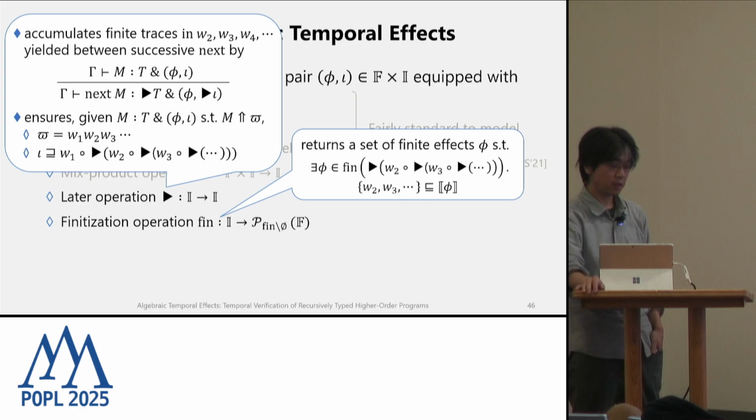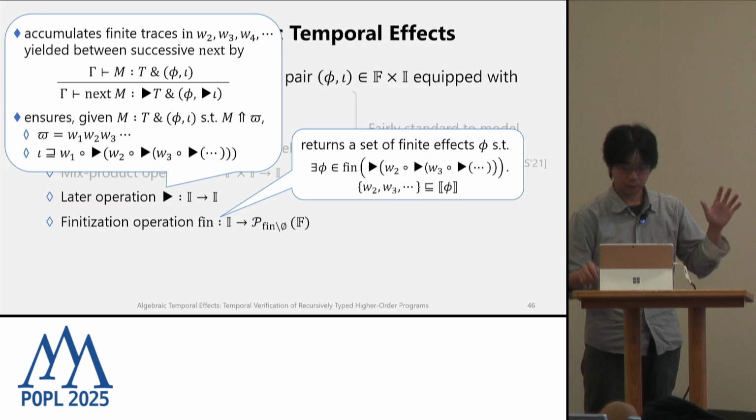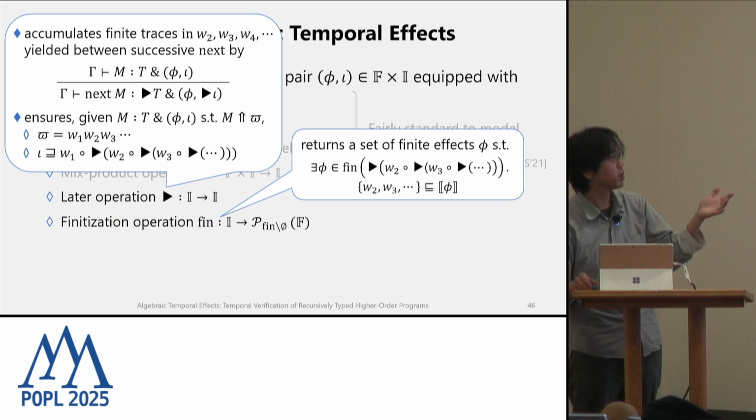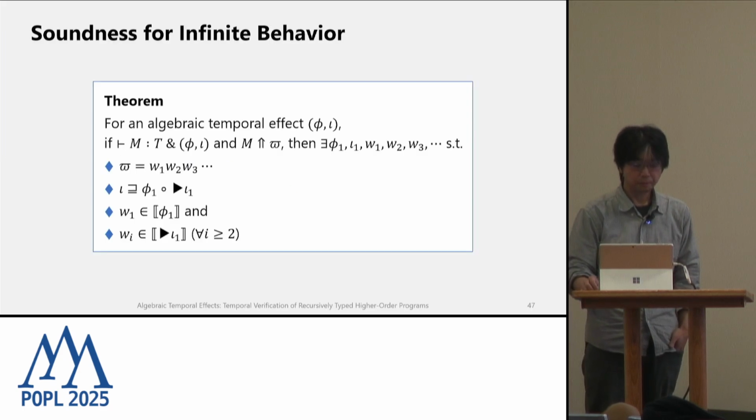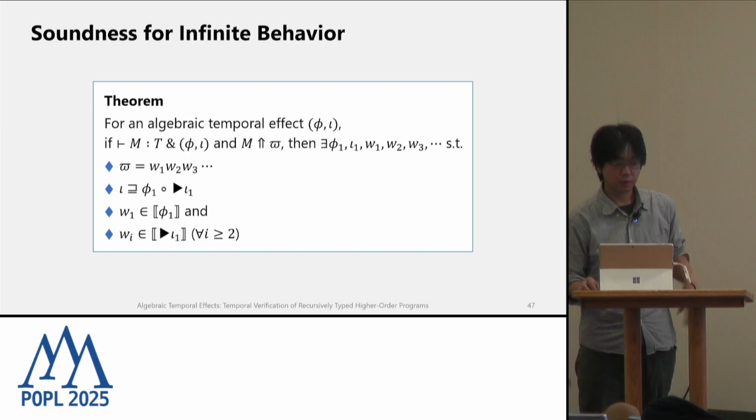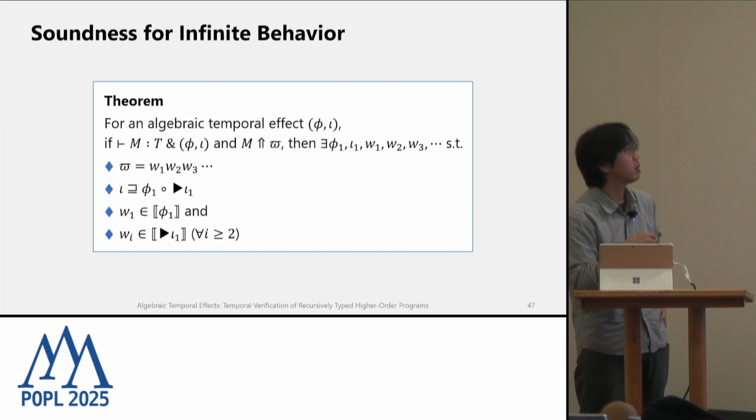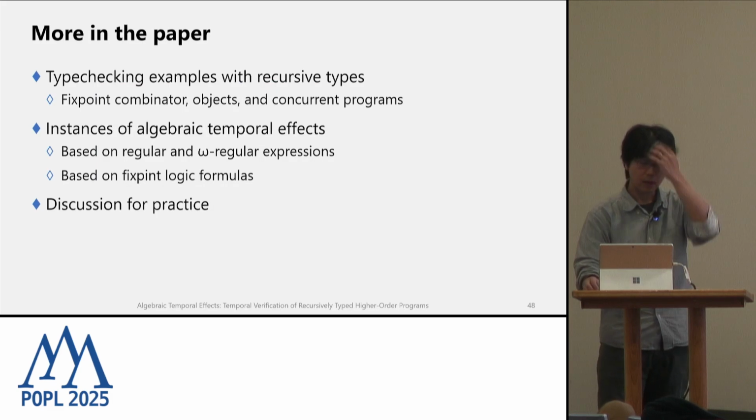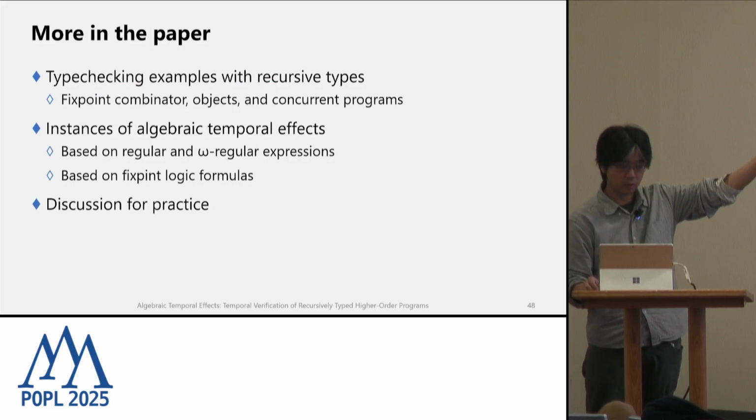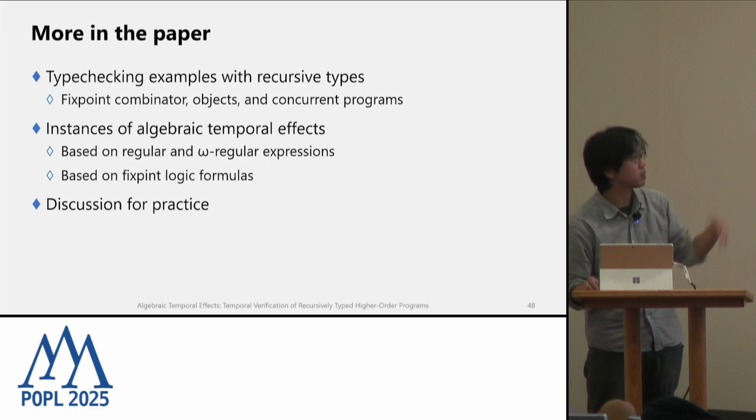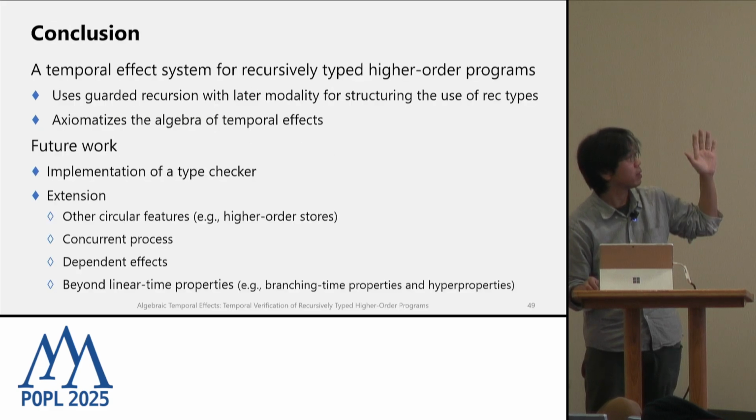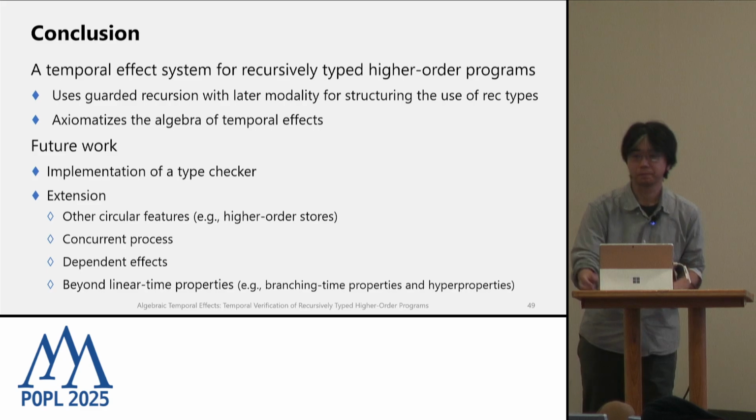Finally, we assume some operation fix, which returns the upper bound of the accumulated finite traces. Then we can do the sound reasoning under these assumptions. And our soundness theorem is just a summary of what I explained in this talk. We also discussed some examples and instances of this algebraic temporal effect. Yeah, thank you so much.